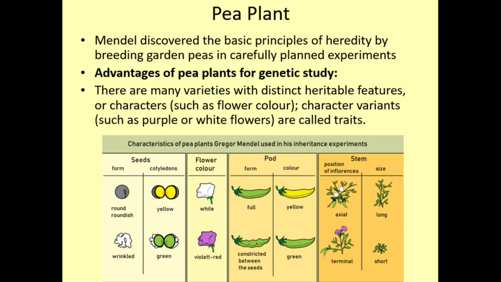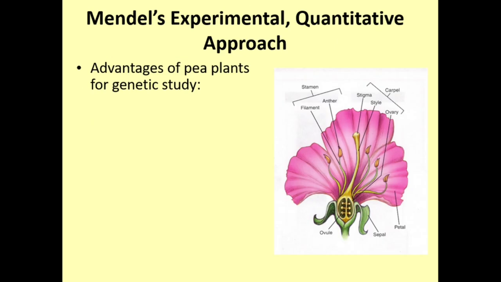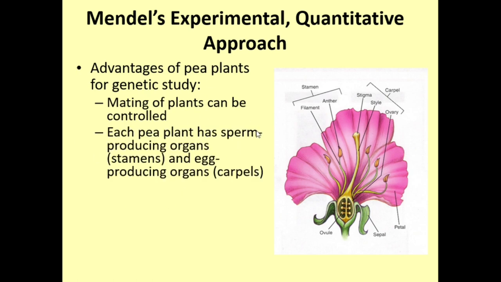So this made pea plants a really, really good species to study, because you've got these very distinct heritable features. So lots of different characters that only have two possible traits. That was why Mendel started out with pea plants, but he also found that they were really, really easy to control for his experiments. It's very easy to control the mating of these pea plants.